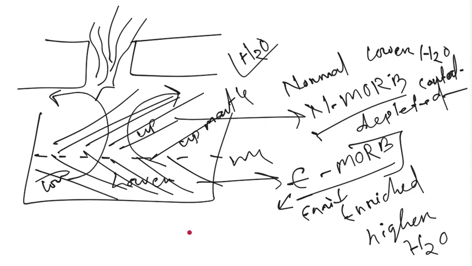Okay, so this is the basic difference between E-MORB and N-MORB. Other differences are there; we will see them in the slide. Your E-MORB is hydrous in nature, or you can say it has higher H2O content, and N-MORB has lower H2O content. Apart from that, other things are there. We'll see in the slide.